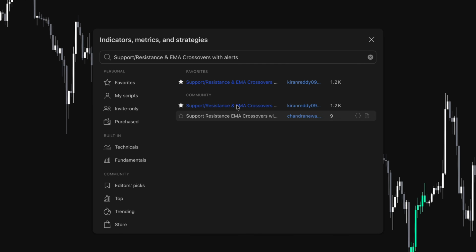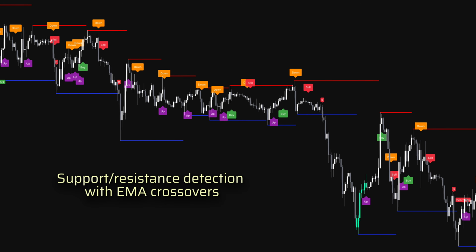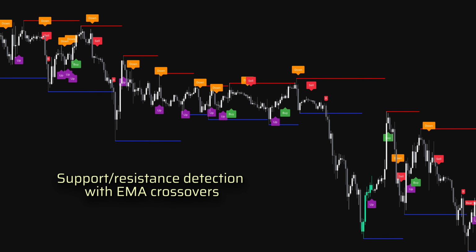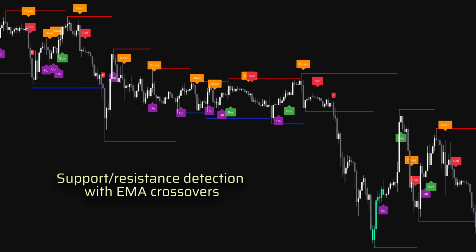Support and resistance, and EMA crossovers with alerts. Built by Kieran Reddy 0929, this is a dual-purpose indicator that identifies support and resistance levels using pivot detection, while simultaneously tracking EMA crossovers for trend signals.